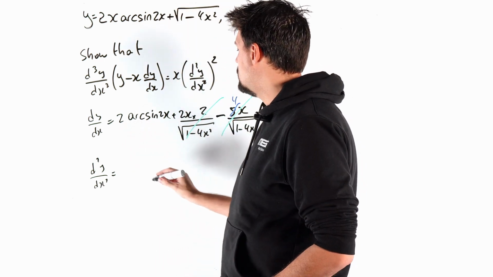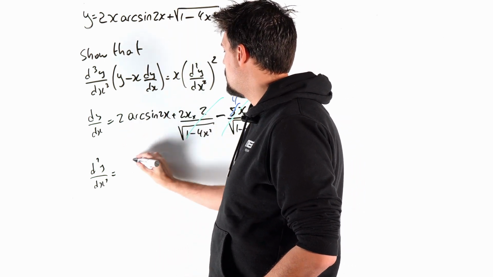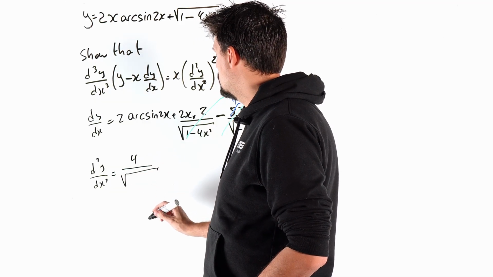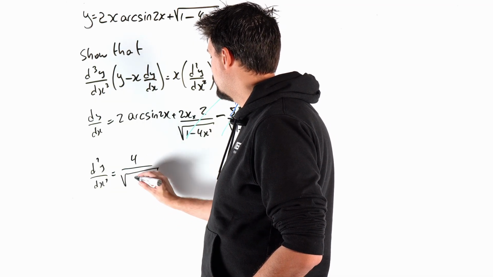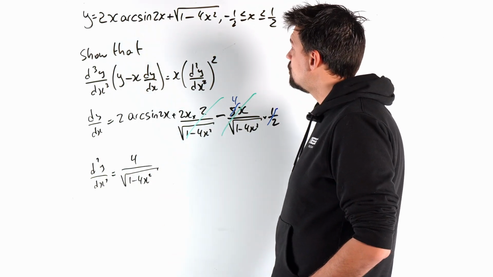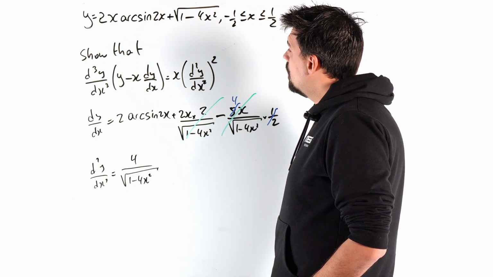Differentiate 2 arc sine 2x. I'll pick up that 2, I'll pick up another 2 there. That is 4 over square root 1 minus 4x squared.